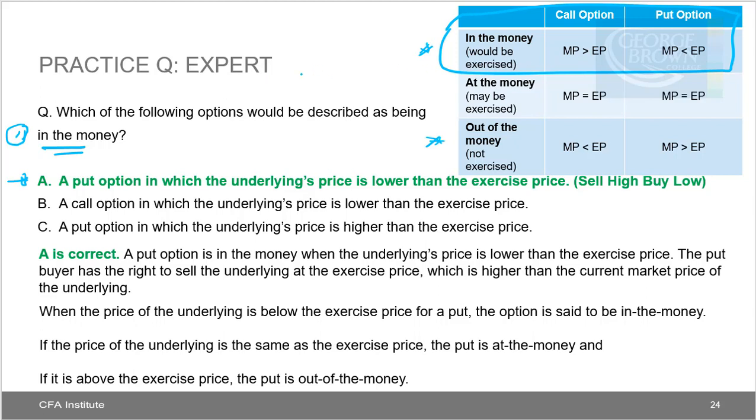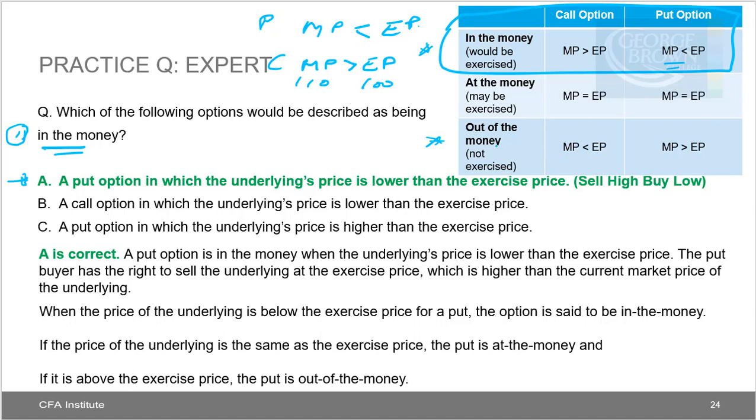I know with a call option, it's in the money if the market price is greater than the exercise price, because if the exercise price is 100 and the market price is 110, I want to buy low and sell high. So I'm looking for a call option, the market price being above the exercise price. And for a put, it's exactly the opposite. So I'm going to write here a big call, and then here the put, I'm going to put market price below my exercise price. That's for in the money.